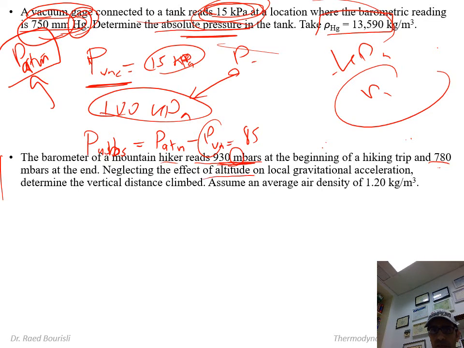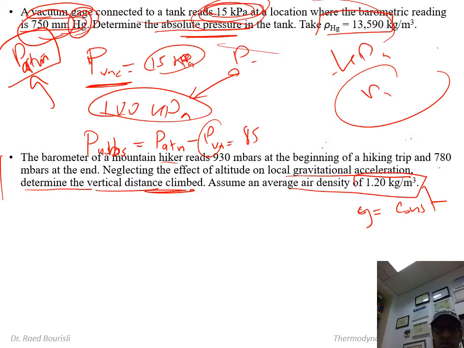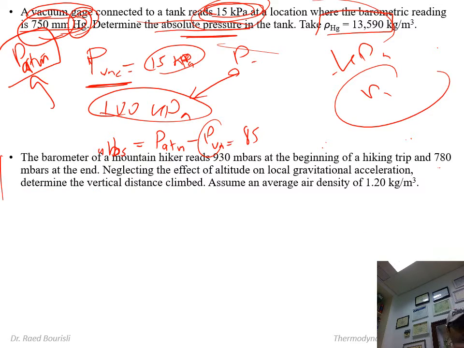So you want to neglect the effect of altitude on the local gravitational acceleration. So g, true, he climbed a lot, maybe 1000 meters, maybe 100 meters, 200 meters. g is constant. We don't want to complicate things. Determine the vertical distance climbed just by looking at pressure. Assume an average air density of 1.2 kilogram per meter cube. So again, what you want to do first is convert this.